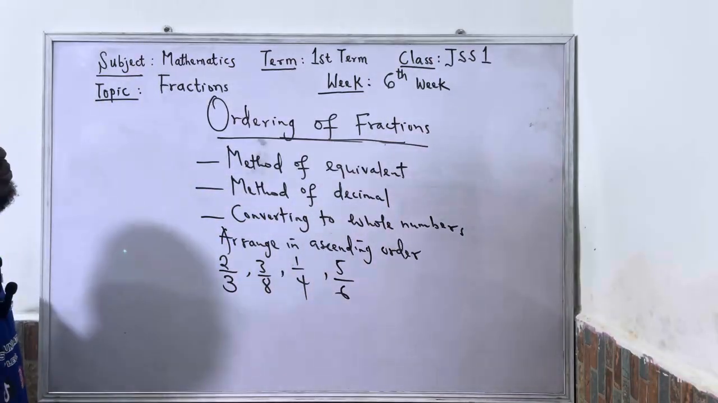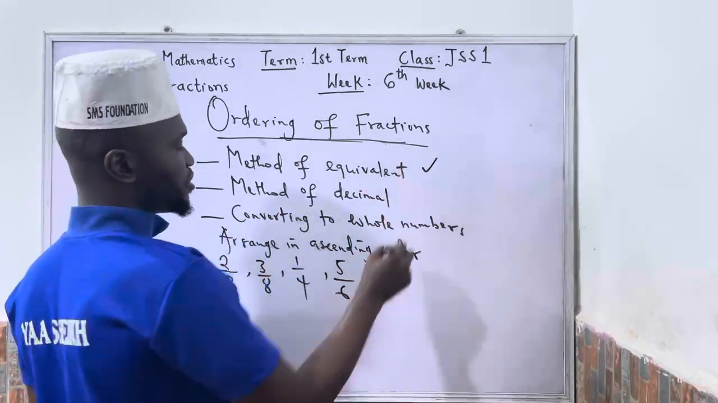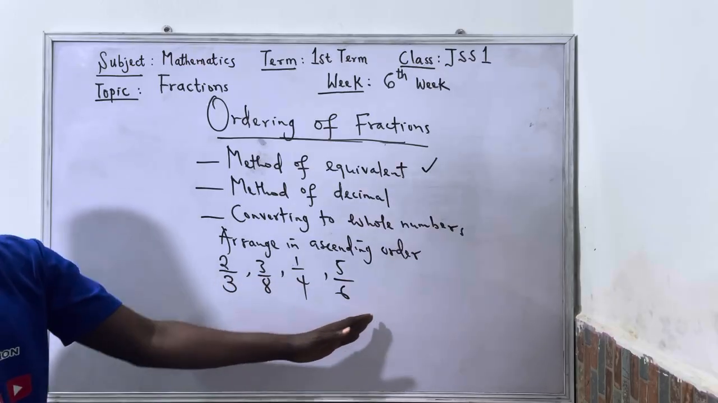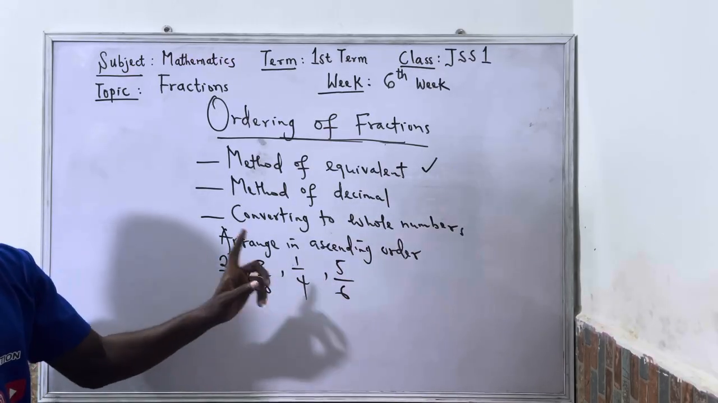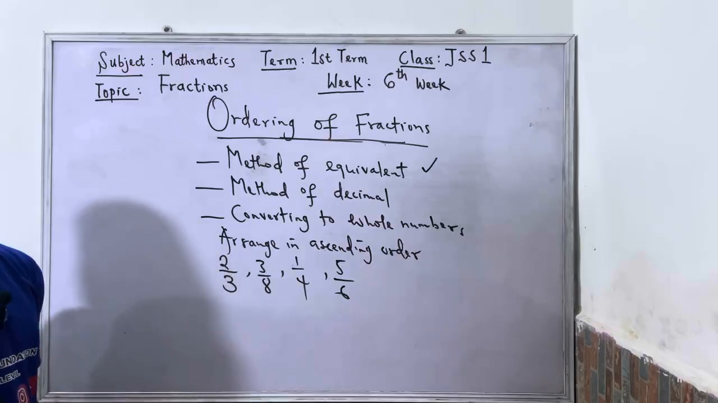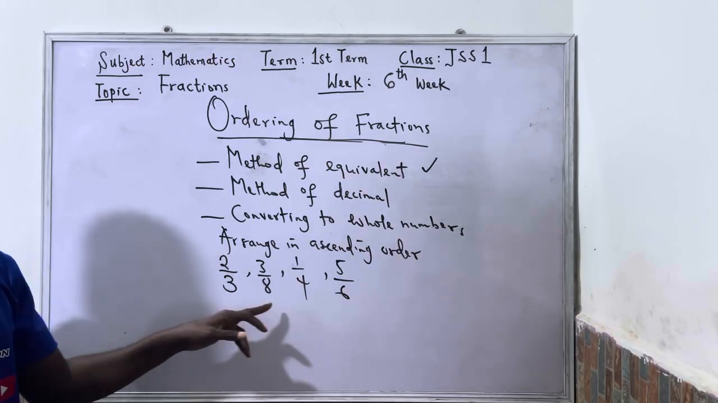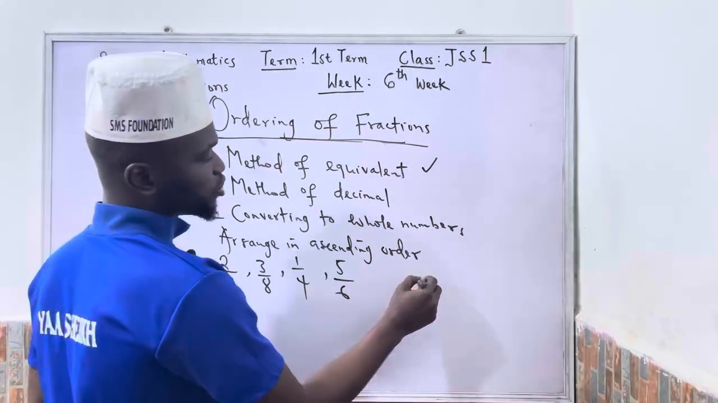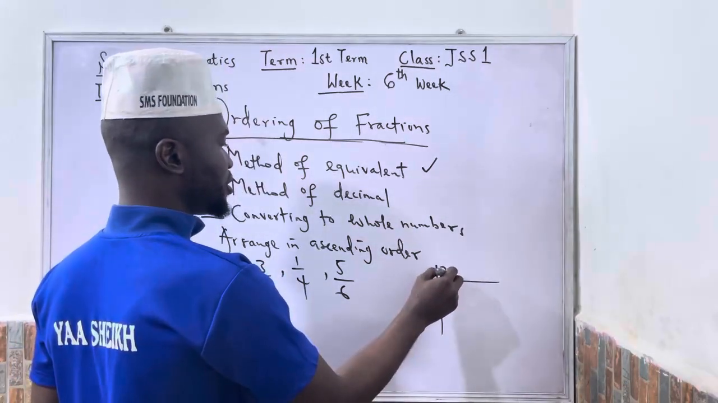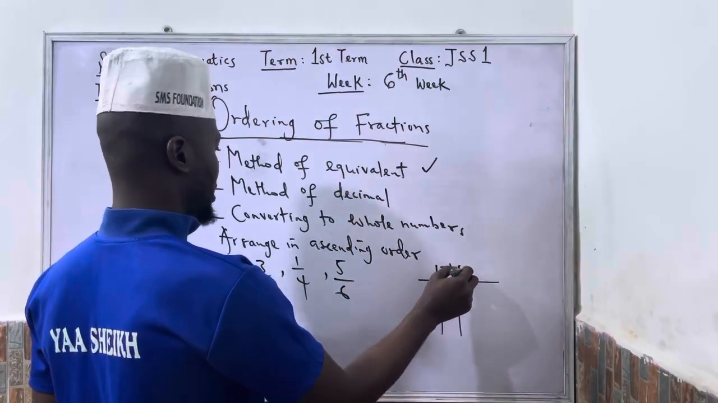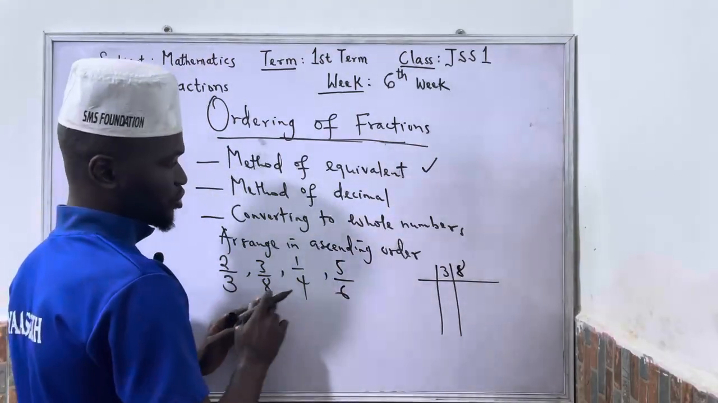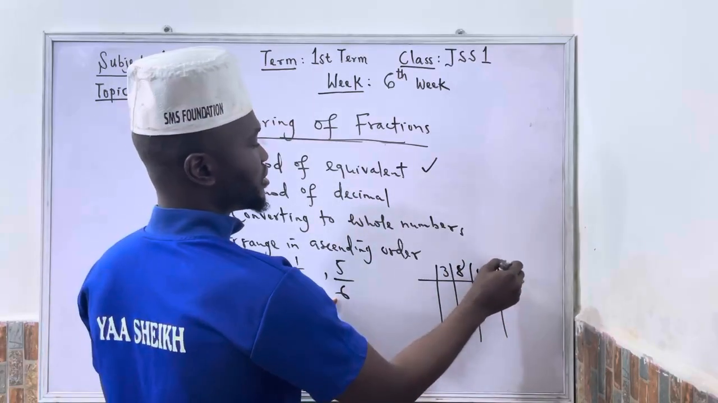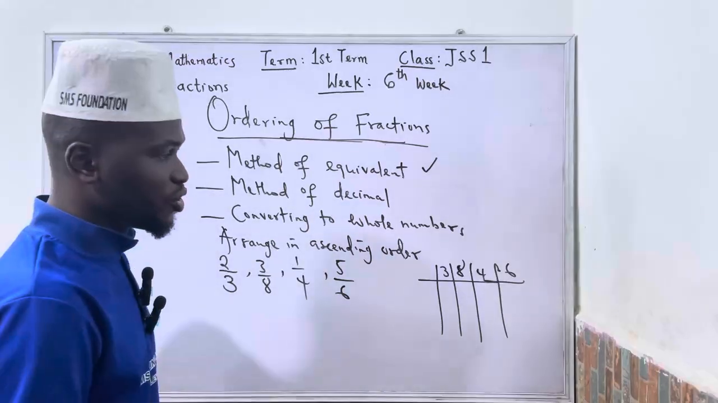Very good. Now, if you want to use this method 1, all you need to do is convert all of them to have the same denominator. So that's the equivalent fraction method. You cannot do that unless you get the LCM of everything. We have 3, 8, 4, and 6. I can simply draw a table here: 3, 8 is the second denominator, 4 is the next, and then 6 is the next. So find the LCM of all of this.